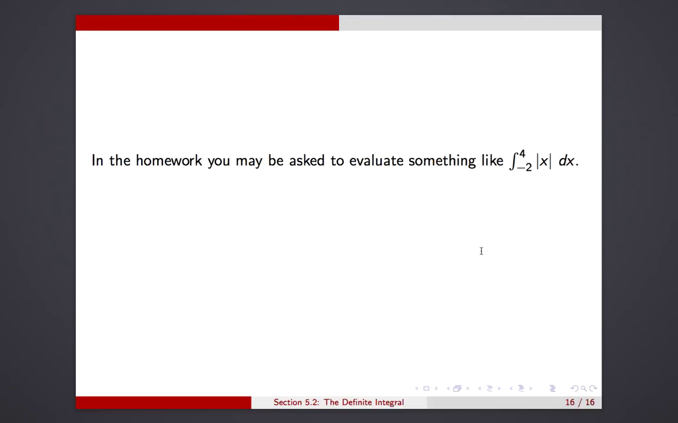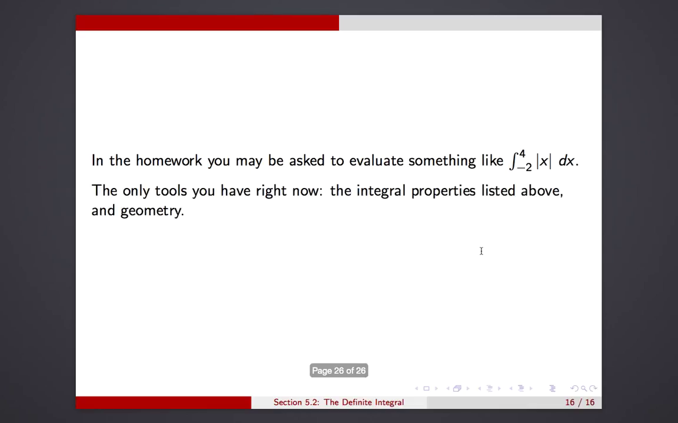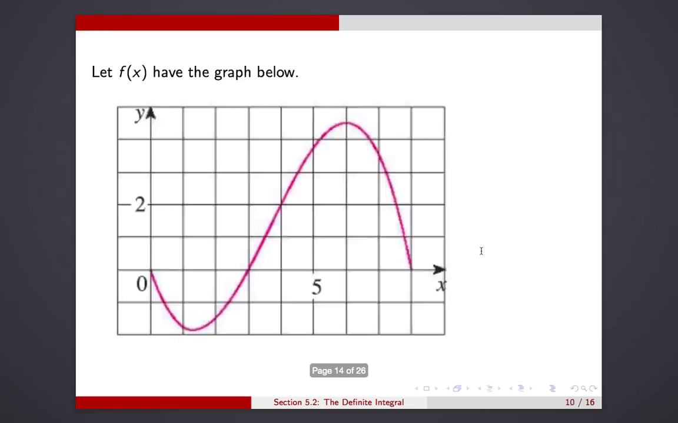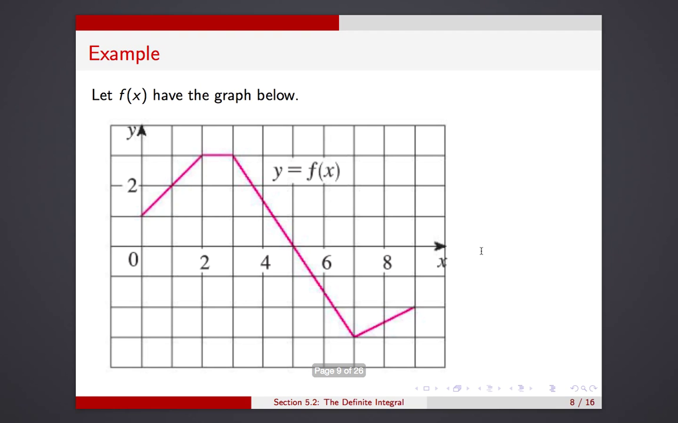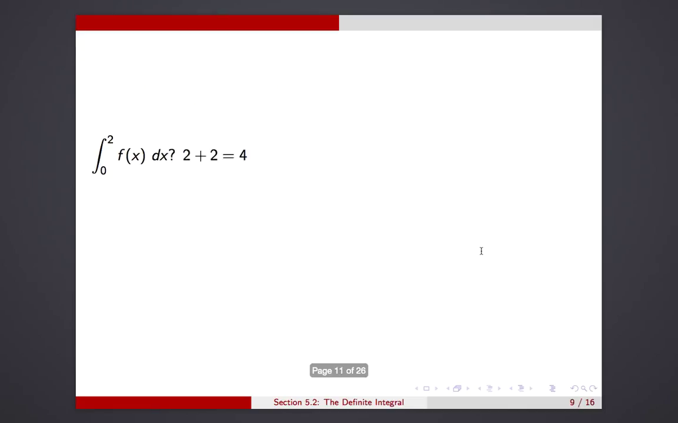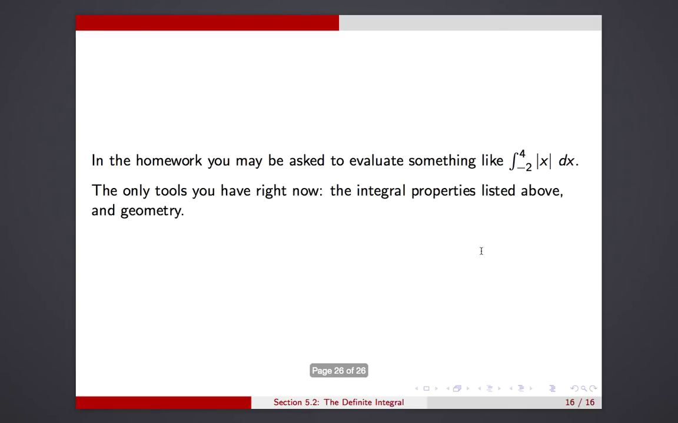Okay, so finally, let me just close by saying, in the homework, you might be asked to evaluate something like this. And if you think about it, after watching this video, you have basically just 2 tools to do something like this. You can try to think through the integral properties that I just listed, or you could think about the geometry of the situation. So just go all the way back right here. Geometry of a situation, right? Calculating areas directly because the areas are nice. So we go all the way back here.